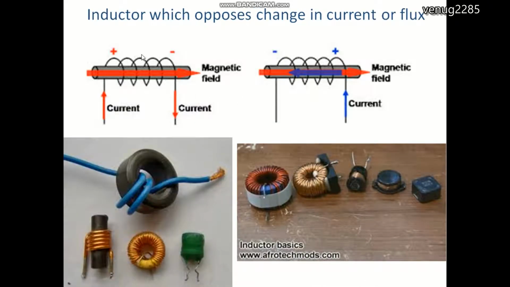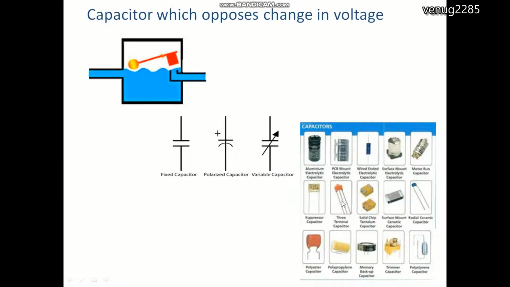And the inductor opposes the change in current or flux. Here are some of the inductors that are normally used in our circuits, for example FM radio, oscillator circuits, and switching frequency circuits. And the capacitor opposes the change in voltage. It allows the voltage, but it doesn't allow the change in voltage.